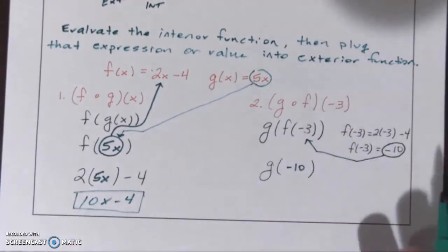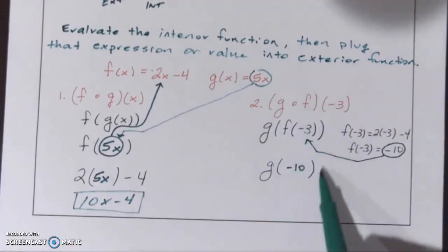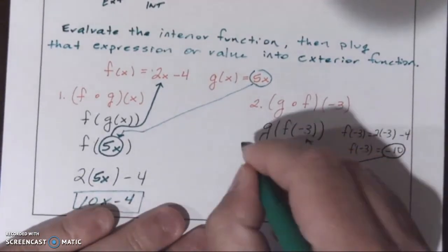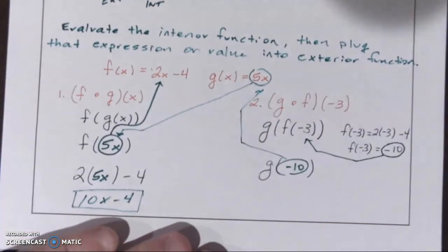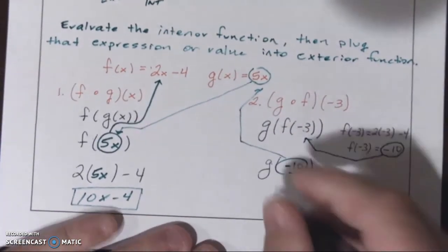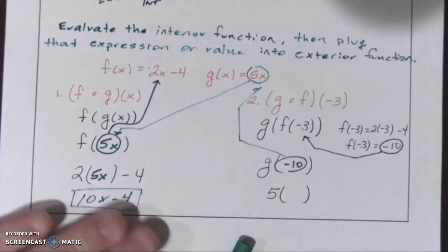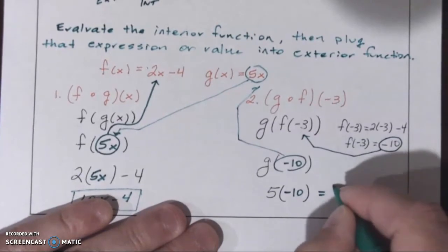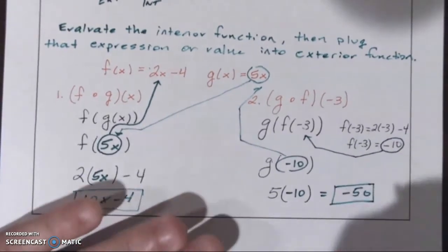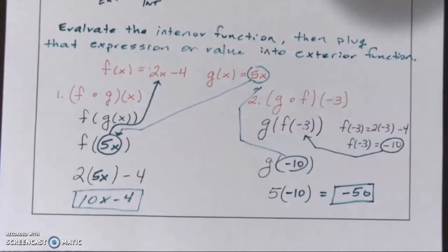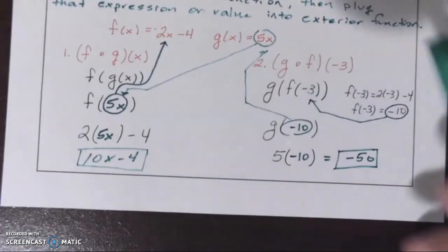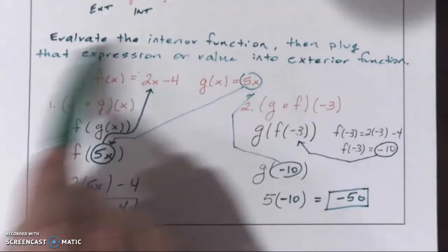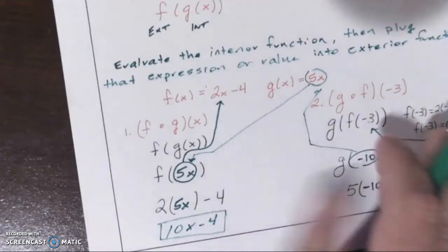And now all that's left, to find g of f of negative 3, is to evaluate g of negative 10. Again, that just means take our negative 10 and plug it in anywhere you see an x in the g function, and I would get 5 times negative 10. And we have found that g of f of negative 3 is negative 50. Now what I showed you was numerical. We were given the algebraic representation of these functions.